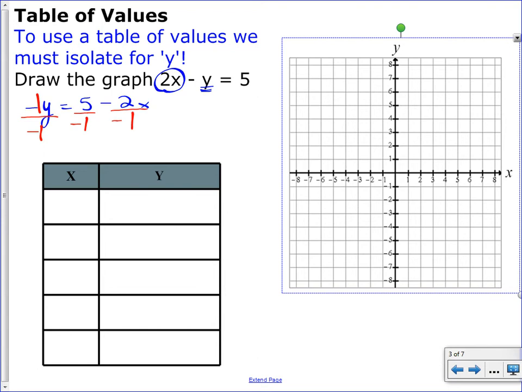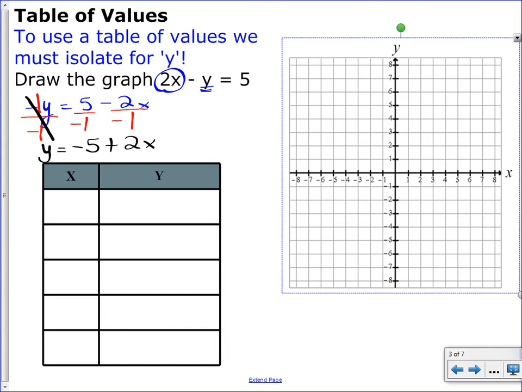Tiana, what happens to these negative 1s here? And they cross out, so I'm left with? Very good.